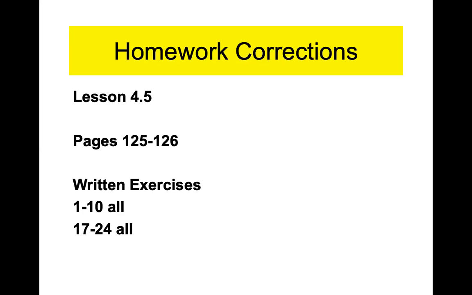Number 18 is 120 degrees. Number 19 is 2.56 meters. Number 20 is 1.38 kilometers. Number 21 is 12 meters. 22 is 25.6 centimeters. 23 was the one that gave period 1 problems.